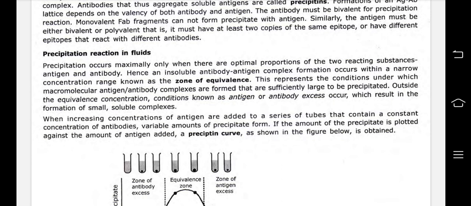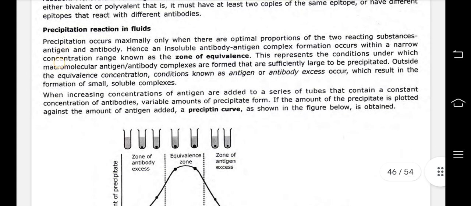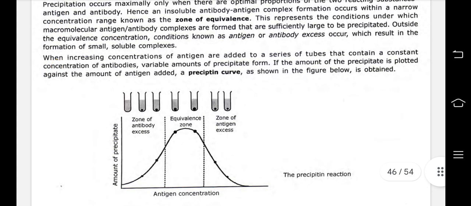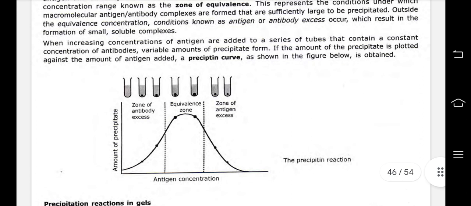So, outside the equivalence concentrations, conditions known as antigen or antibody excess occur, which result in the formation of small soluble complexes. Increasing concentrations of antigen are added to a series of tubes that contain a constant concentration of antibodies. Variable amounts of precipitate form. If the amount of the precipitate is plotted against the amount of antigen added, a precipitin curve as shown in the figure below is obtained. So you could see this figure.